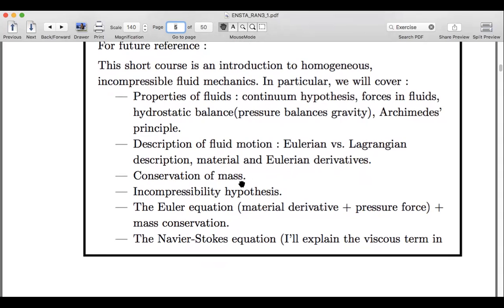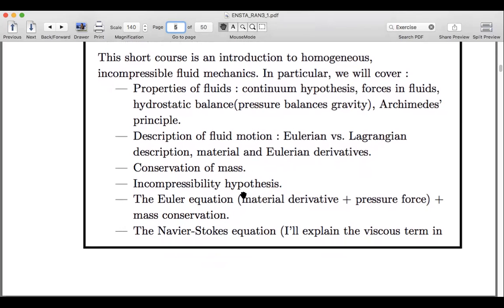We'll learn the key conservation laws, starting with the conservation of mass, the incompressibility hypothesis, so the approximation that fluids are largely incompressible. You can't change their density significantly, and we'll see when that applies.